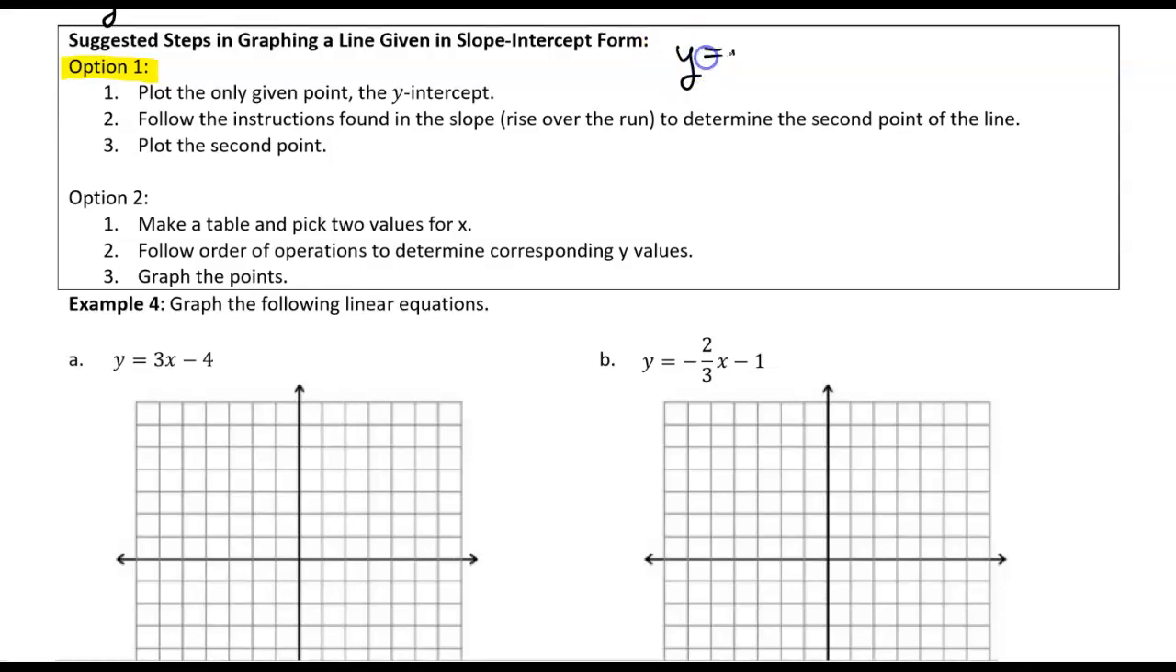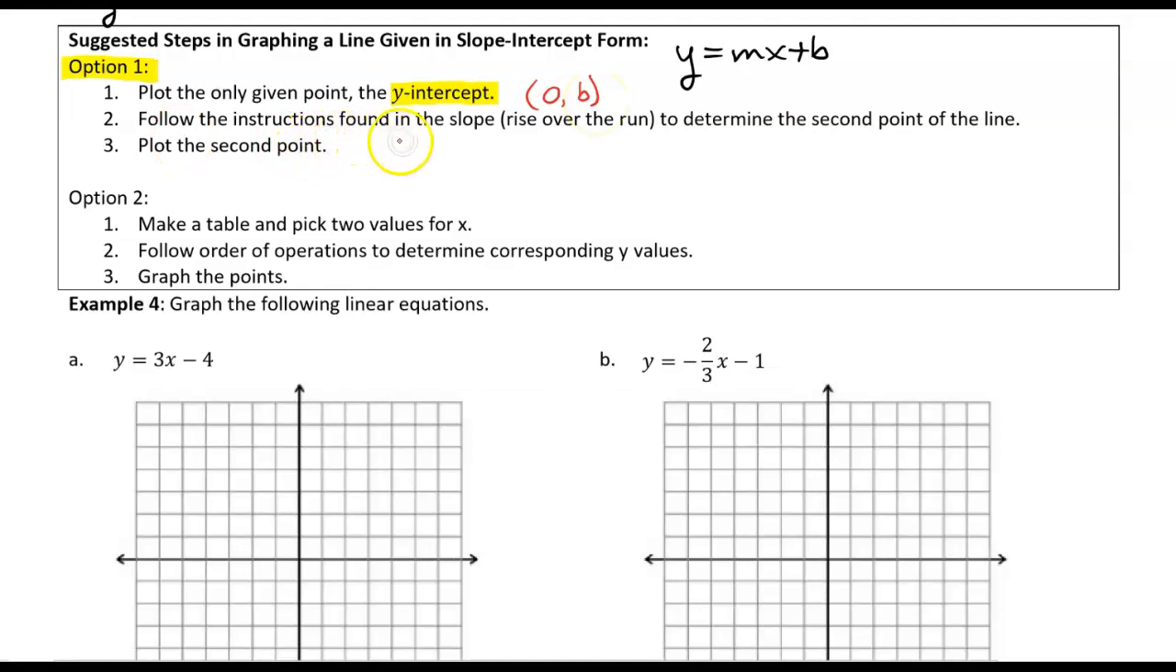Just a reminder, mx plus b. That's the way the equation should look if I'm going to use this first method. We can plot the only given point, which happens to be the y-intercept. So whatever the b value is, I know one of my points on that graph is going to be 0, b. That information can go in the other direction as well. From this number, whatever is being added or maybe subtracted, maybe the b value is negative, we're going to make that into the ordered pair 0, b.